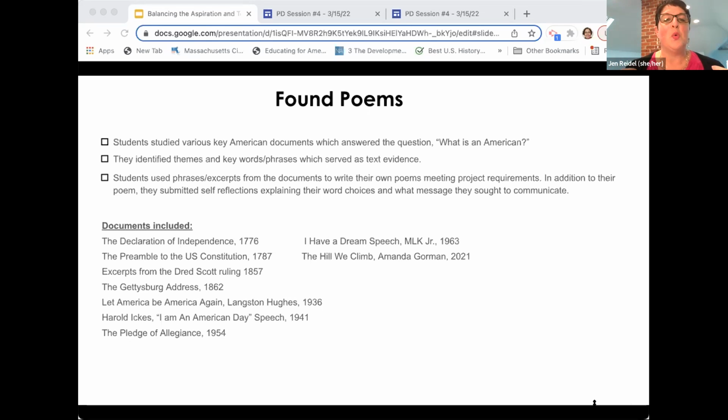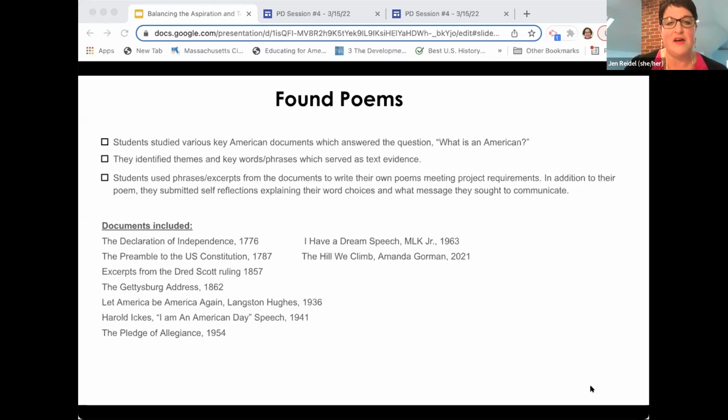So in class, we looked at, as you can see there, the Declaration of Independence preamble. We looked at excerpts from the Dred Scott ruling, because that in itself sets up the citizenship unit I'm going to do. The excerpts start to define, at that moment in time, who is considered an American and the privileges and rights that brings with it. We looked at the Gettysburg Address, Langston Hughes.